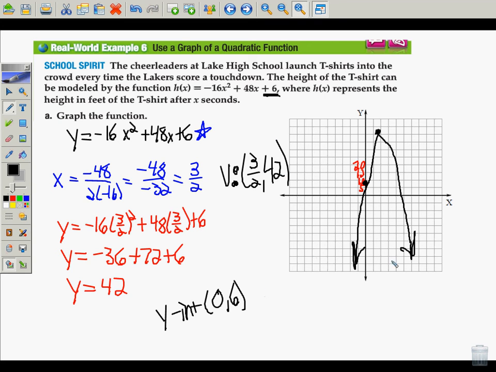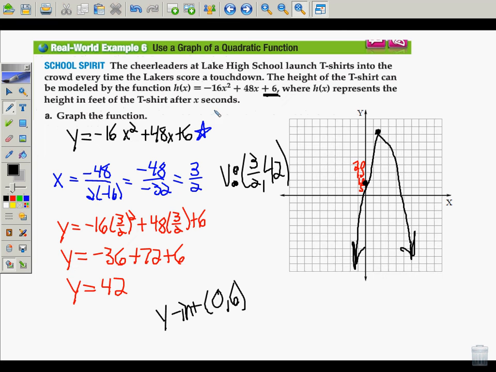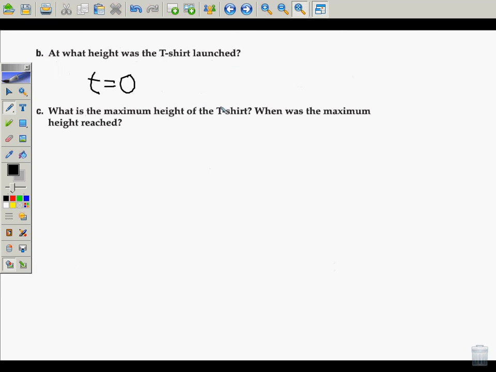At what height was the t-shirt launched? Well, if you think about that, that's wherever the time would be 0. And time 0 is our y-intercept. And our y-intercept was 0, 6. So at what height was it launched? It was launched at 6 feet.